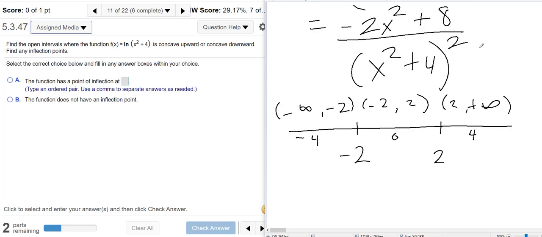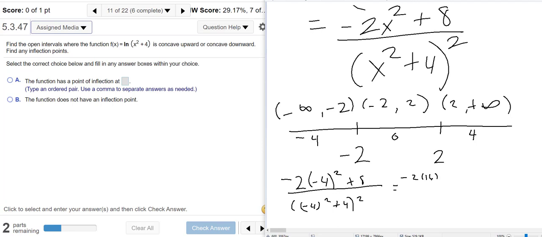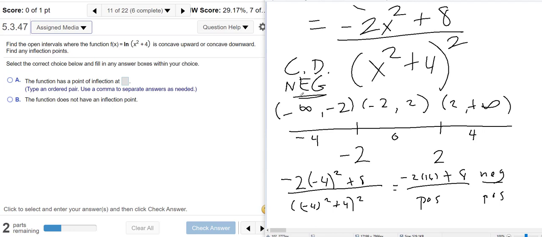So if I put a negative 4 into my derivative, I have negative 2 times negative 4 squared, plus 8, over negative 4 squared plus 4 all squared. Well, that's going to be negative 2 times 16 plus 8. And all of this down here is squared, so this is going to be positive. And this is going to be negative. So a negative over a positive is going to give me a negative, meaning that it is concave down over here.